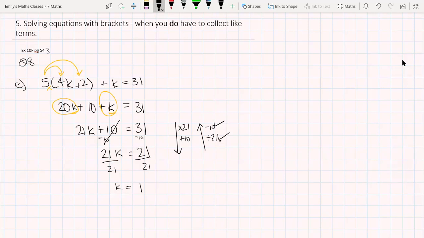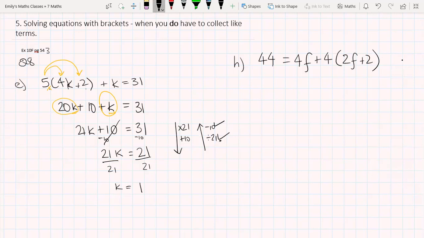Okay, so let's do another one out of the textbook. Let's have a look at H. H says 44 equals 4F plus 4 outside of 2F plus 2.